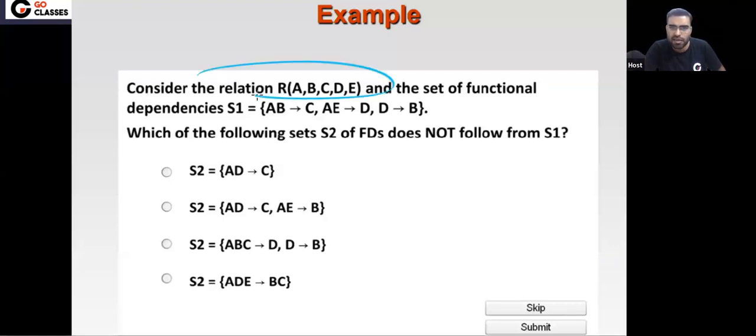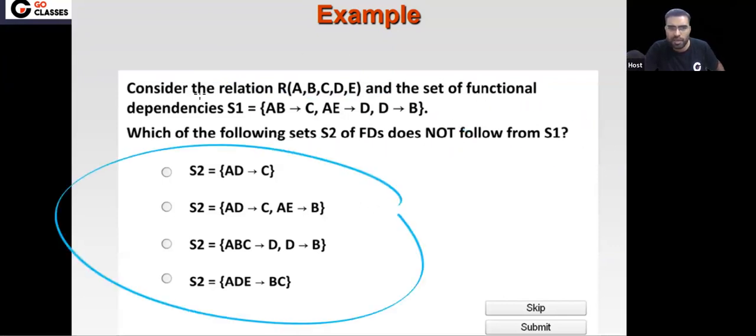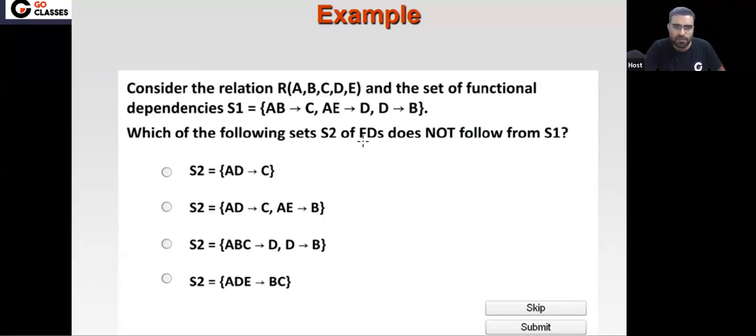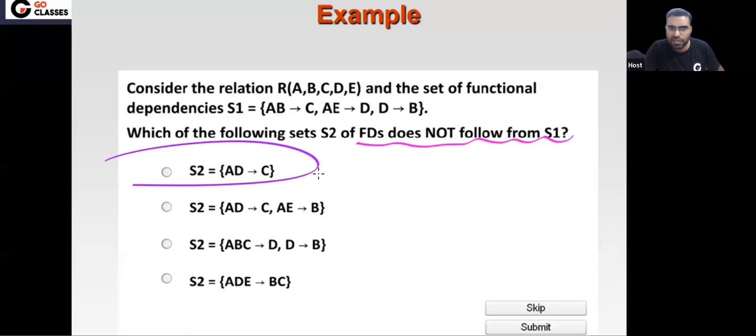Consider the relation R(A, B, C, D, E) and the set of functional dependencies S1 given to you. Which of the following sets of FDs do not follow from S1? Some FDs are given. The question is asking which of them do not follow from S1. Will this FD follow from S1? Can you derive this FD from S1?